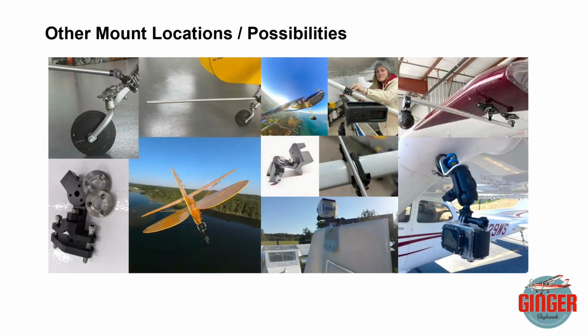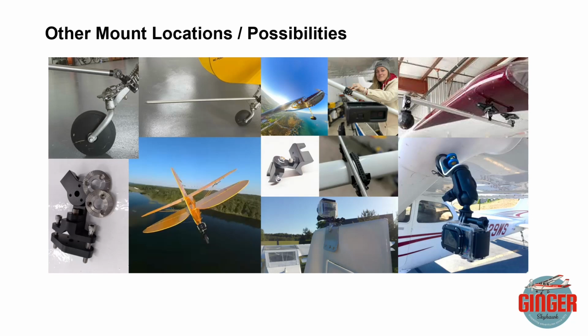Here are a few other location possibilities. There's that beautiful yellow Piper Cub called Bananas, and he created a pole-mounted mount for the back of his tail wheel. And I don't know anything about this. I don't even know where you get it. I think he might have made it himself. I have no clue. But it does produce some pretty amazing shots.